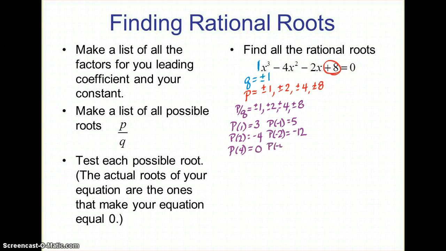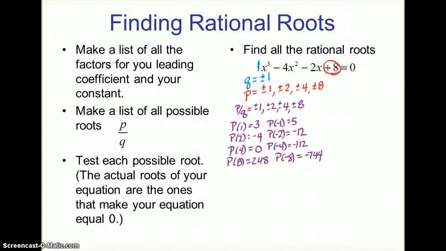If I substitute my negative 4, I get negative 112. If I put 8, I get 248. And if I put negative 8 into the equation, I get negative 744. I just tried to speed this up a little bit, but you would actually have to sit down and calculate each one of these values individually.